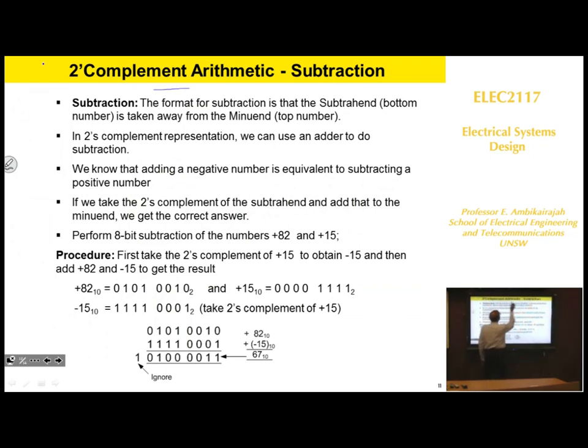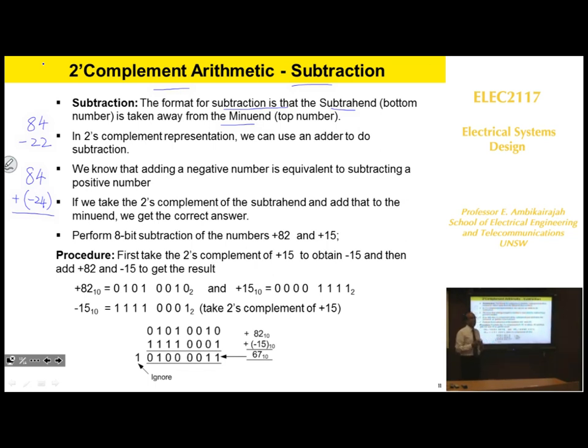So 2's complement arithmetic, subtraction. How do you do subtraction in 2's complement arithmetic? Which is easy, because in subtraction the subtrahend is taken away from the minuend. So what does that mean? In 2's complement, we can do subtraction as an addition. So if you are given 84 minus 22, in 2's complement you rewrite it as 84 plus, and in 2's complement you write minus 22, then add them. So that's what you do. You never do a subtraction, you just do addition always.